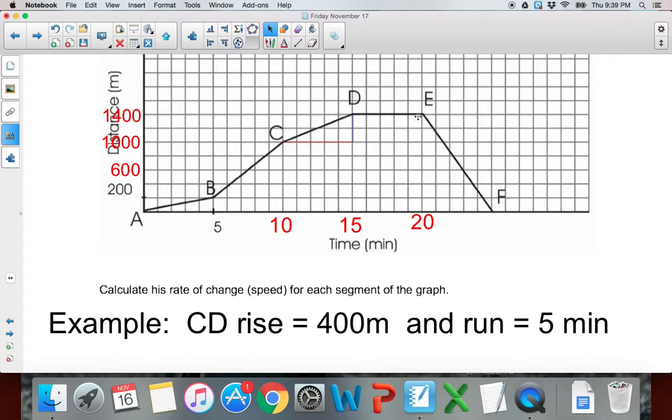For E and F, for example, I'll just tell you this one: the rise will be a negative number. You just put negative. It won't change your question at all. It starts at 1,400, ends at 0, so the rise should be negative 1,400. And the run is going to be 25, so the run is going to be 5 minutes. So you're going to do that for AB, BC, CD, DE, EF. Each section.